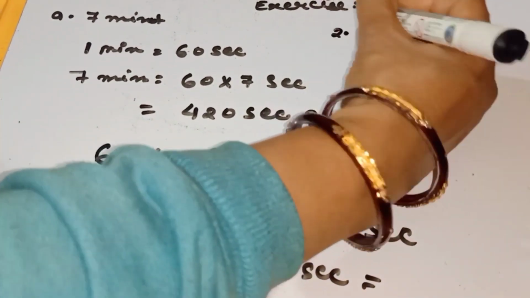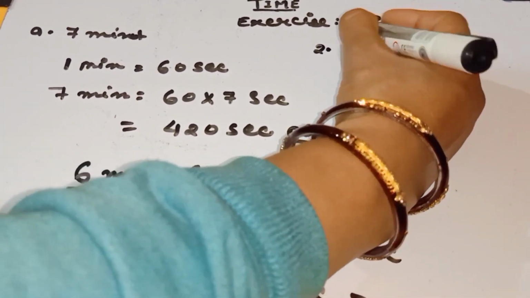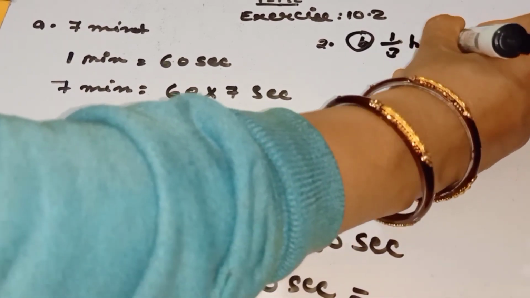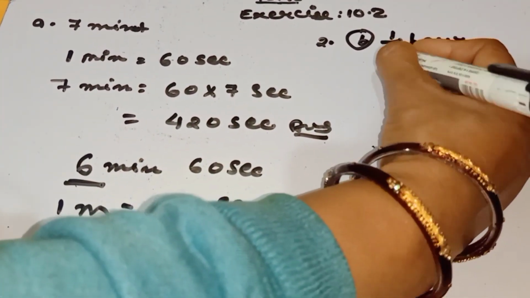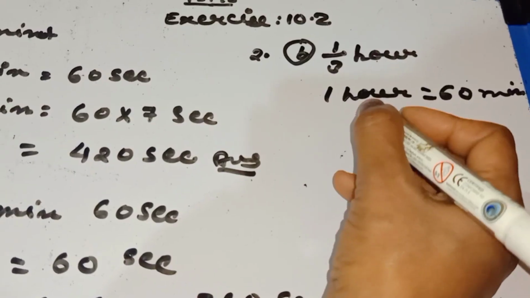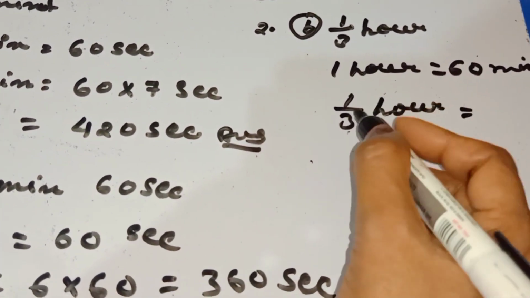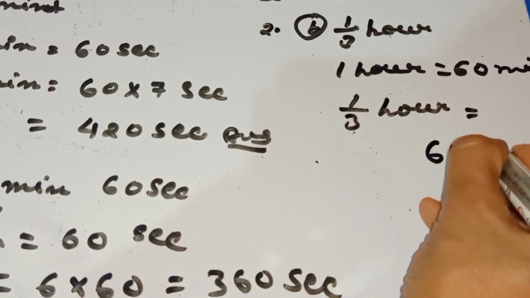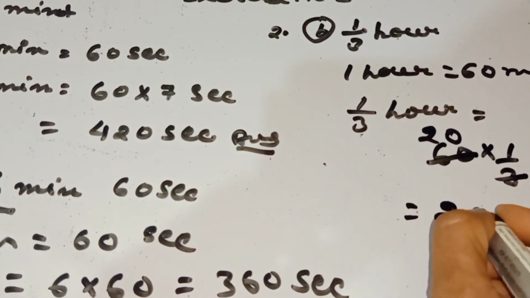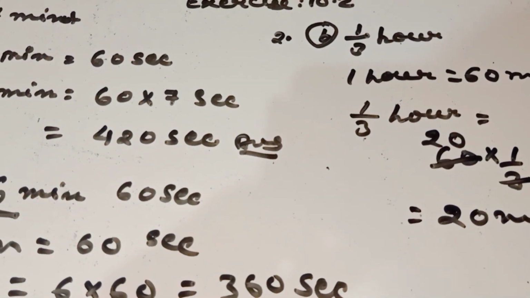Now, look carefully at question number 2. How many minutes are there? Here hours are given. You find out the minutes. Suppose, question number B, 1 by 3 hour is given. So, how can you change it into minutes? You write 1 hour is equal to 60 minutes. So, 1 by 3 hour. You know when we change from bigger to smaller, we multiply: 60 multiplied by 1 by 3, and we get 3 2 is 6 and 0 is 0. So, it is 20 minutes. It is the answer of this question. I think question number 2 is clear.